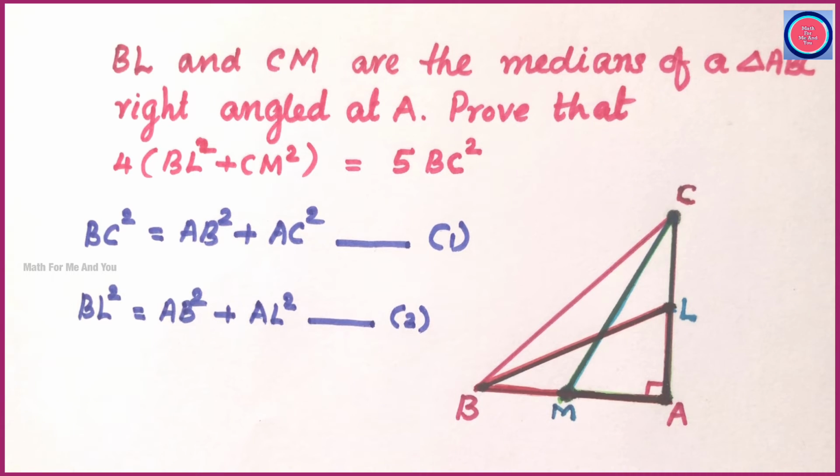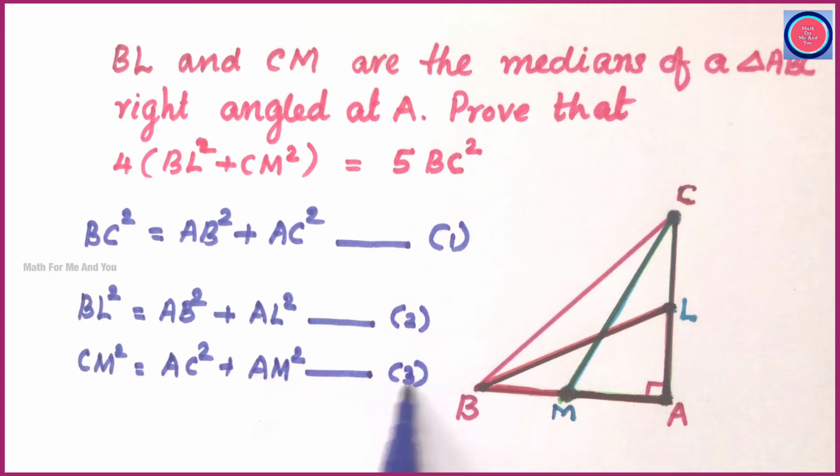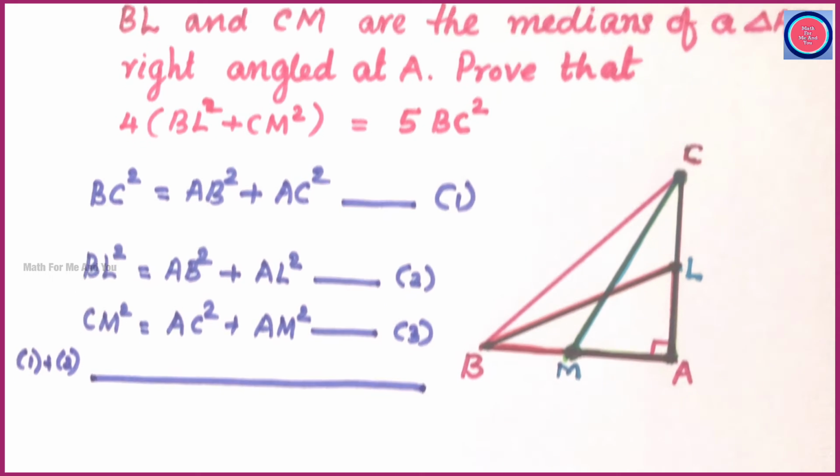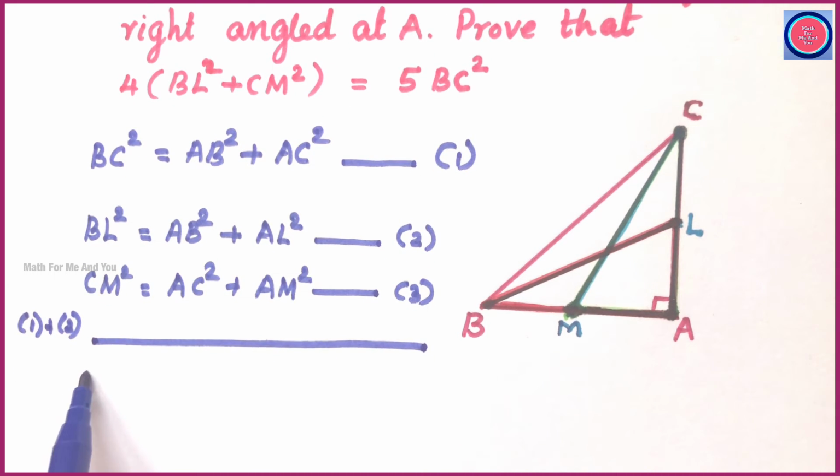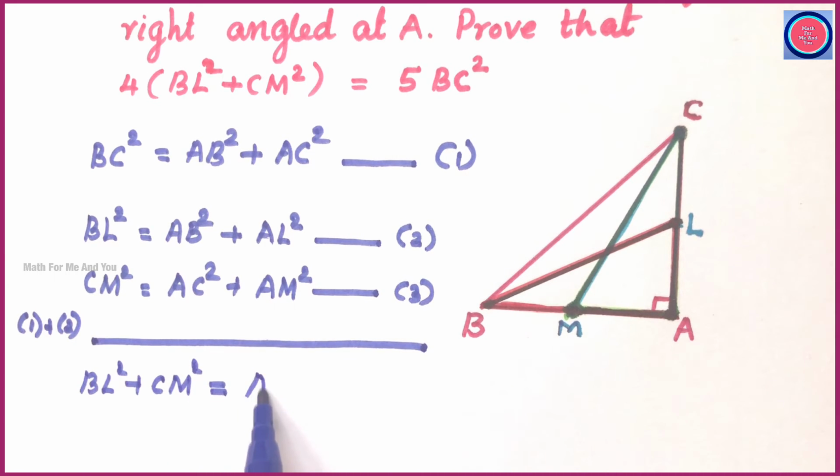Next right triangle is CAM, and CM is its hypotenuse. So we could use the Pythagoras theorem and write CM square is equal to AC square plus AM square. Let it be equation number 3. In the question we need to prove 4 times BL square plus CM square equals 5 BC square. So to get BL square plus CM square, we have to take equation number 2 plus equation number 3. Add these two equations, what we get? On the left side we get BL square plus CM square. This is equal to the right side, what we will write?